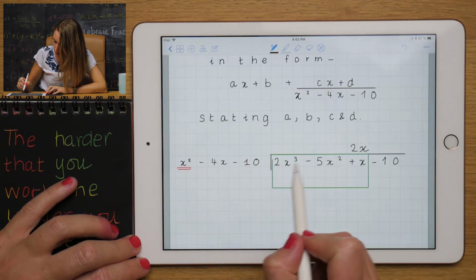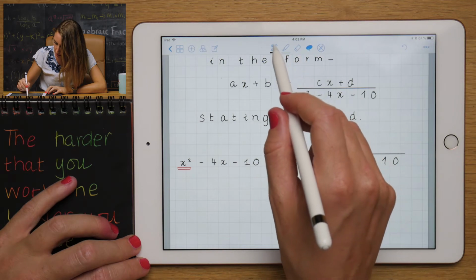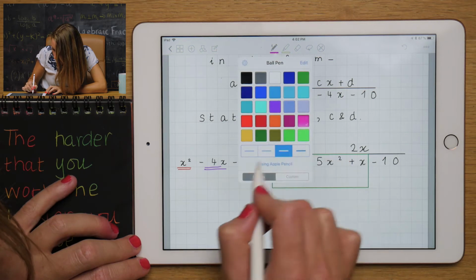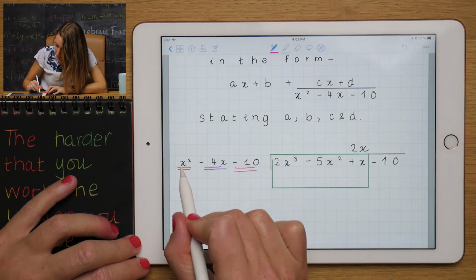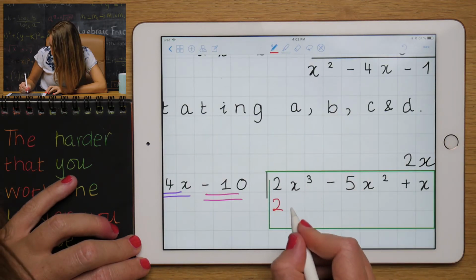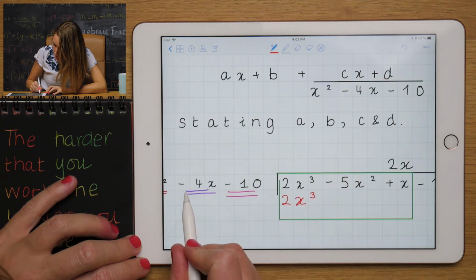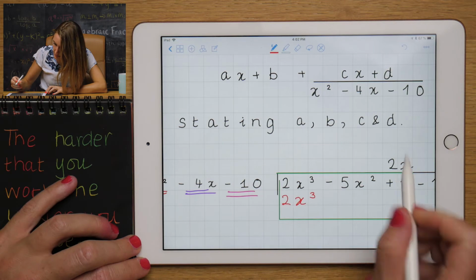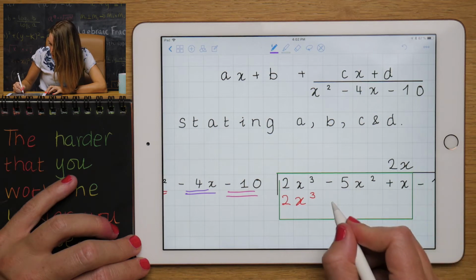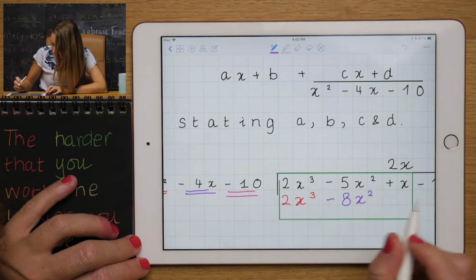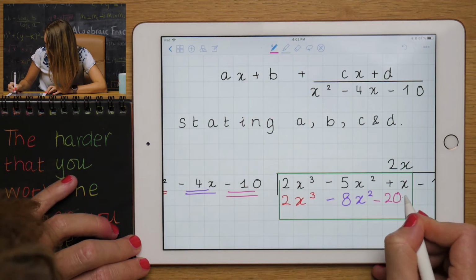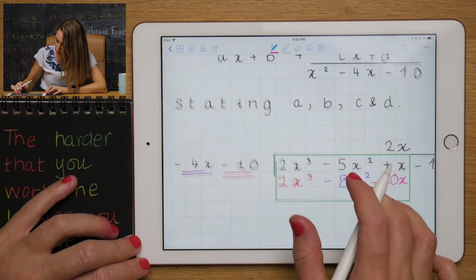To calculate this bottom line, you're going to take each of these in turn, maybe I can change their colours, and multiply them with your answer that you've written at the top. So for example, x squared times 2x would give me 2x cubed. Now I'm going to repeat the process with the minus 4x. Minus 4x times 2x will be minus 8x squared. And now with the minus 10 in pink, minus 10 times 2x would be minus 20x, just about fits in. So that's how you fill out your box.